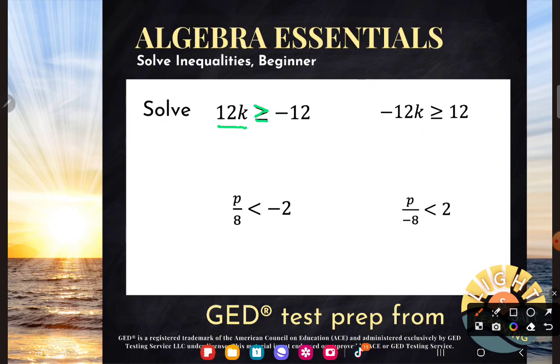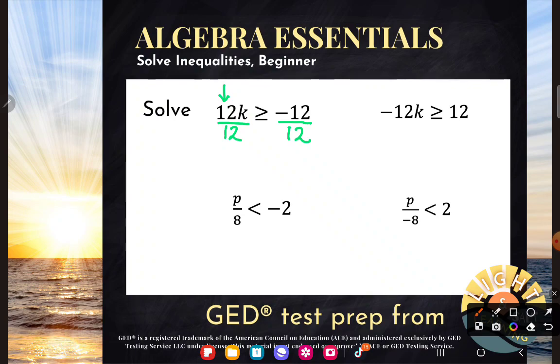All right, let's start with how we would solve these. Looking at the left example, if I wanted to isolate k, get him by himself, I would need to get rid of this 12. Since it's multiplying, I will do the opposite. I will divide. And I can do whatever I want as long as I do it to both sides.